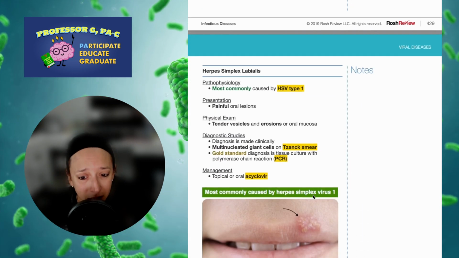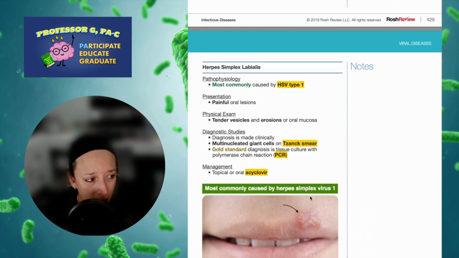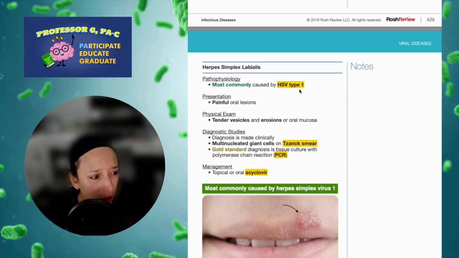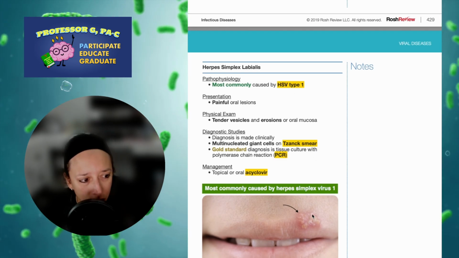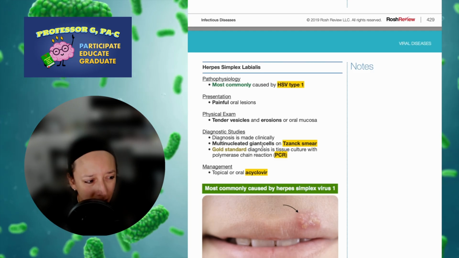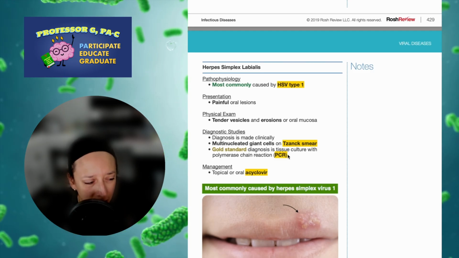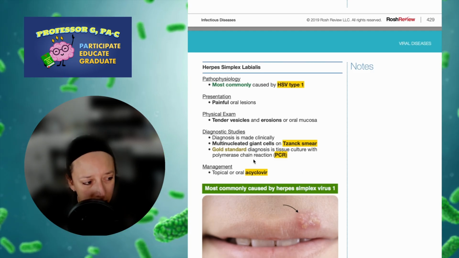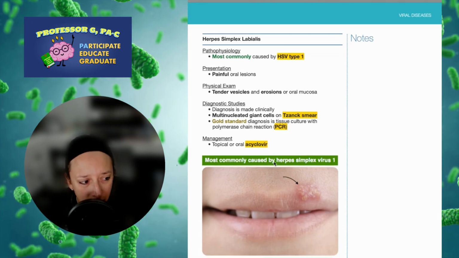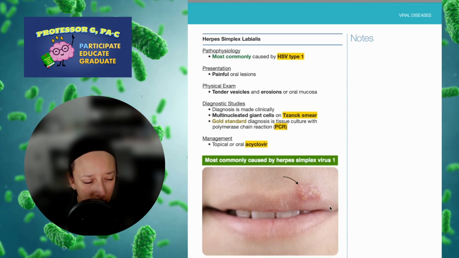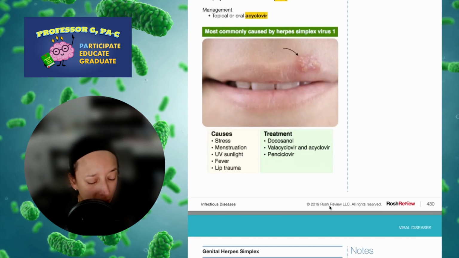Here's herpes labialis. It's really similar to what we just covered. This is more so in adults via HSV type 1. They'll get these little clusters of tender vesicles and erosions. Again, the Tzanck smear with the multinucleated giant cells. The gold standard for diagnosis is going to be a tissue culture with PCR, and a topical or oral acyclovir is usually used.